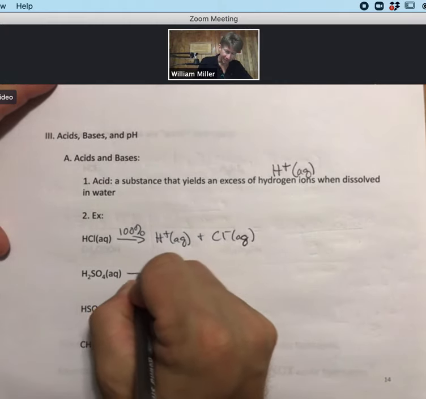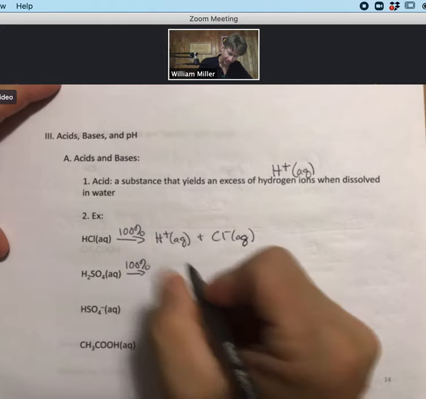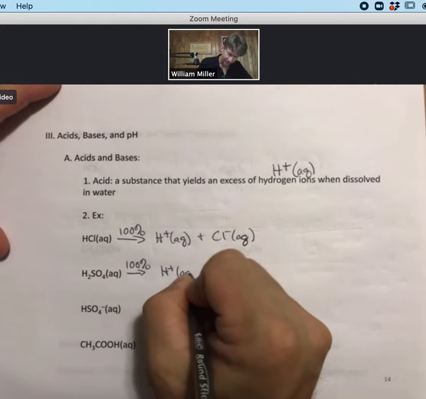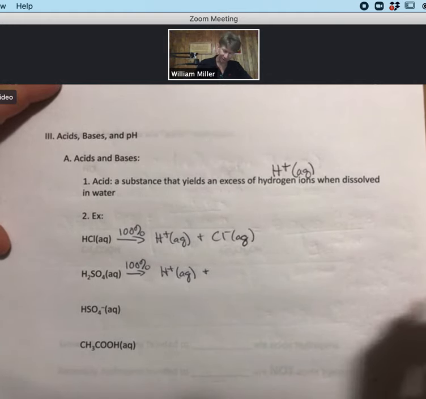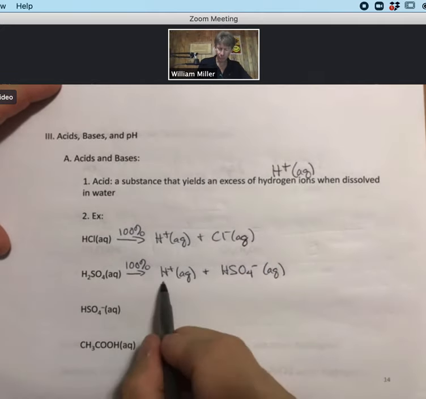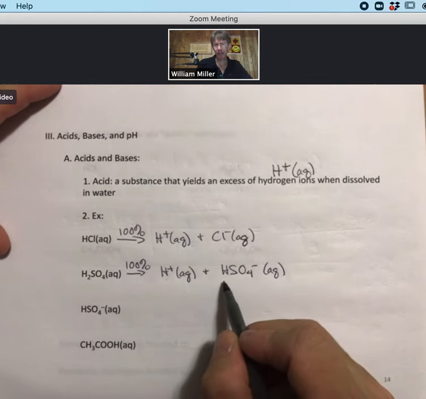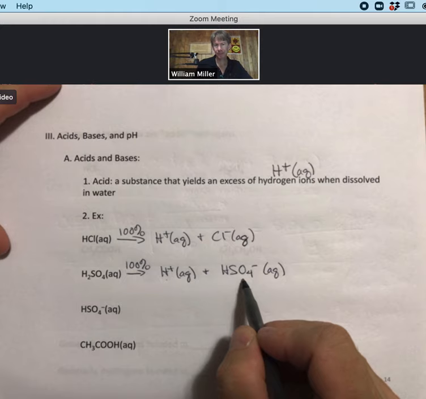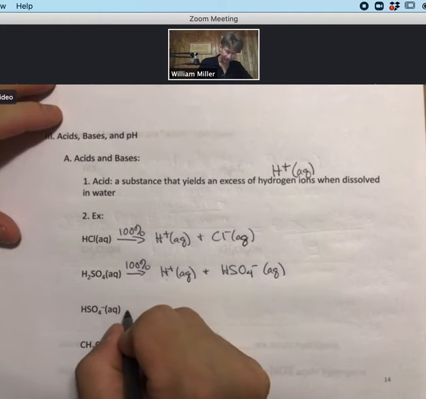For sulfuric acid, also a strong acid, it breaks up 100% into ions as well. And here we want to be careful to do it one at a time. H2SO4, sulfuric acid, is a strong acid. It creates 100% hydrogen ions and 100% bisulfate or hydrogen sulfate ions. And we take off one H+.